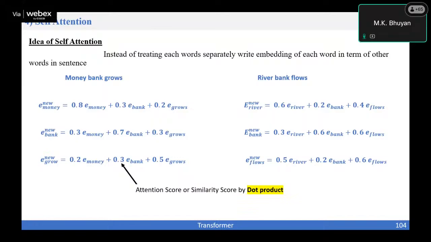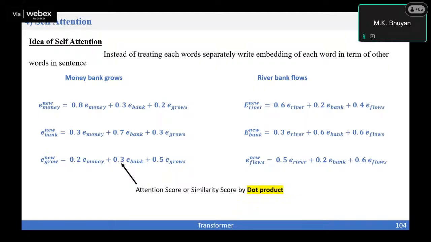For this, as I already discussed, we have to find a similarity between two vectors. So here again, we are considering the dot product. We are considering these two examples: money bank grows and river bank flows. Corresponding to this, we are doing the embedding for the money, E new for the bank, that is a new embedding, and E new for the word grow. Similarly for river bank flows, the new embedding for the river, the new embedding for the bank, and the new embedding for the word flow we are determining. And that is actually the dot product we are considering.